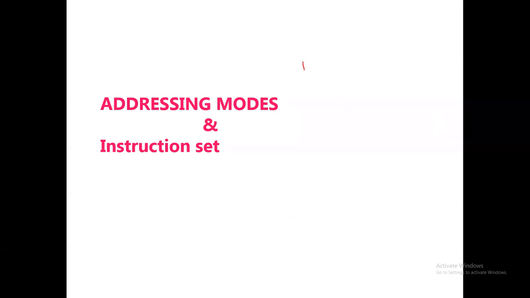Suppose this is one instruction: MOV AX, BX. You know how this instruction works. This command means the data in the BX register is transferred to the AX register. Clear?